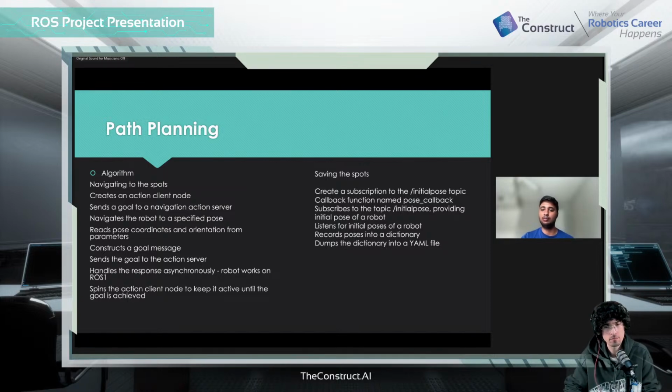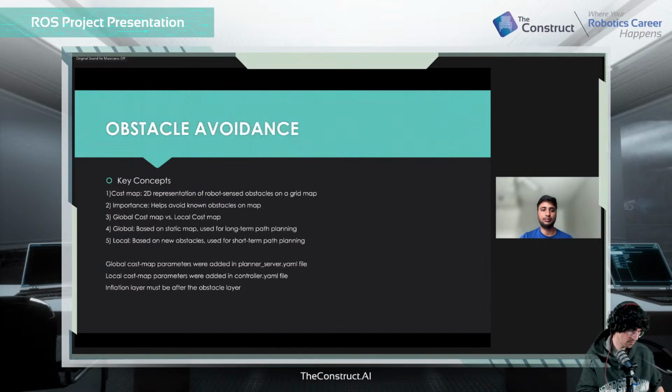It also subscribes to the initial pose, providing the initial pose of a robot. It listens to the initial pose of a robot, then it records this pose into a dictionary, and from this dictionary, there's a line in the code that automatically writes these initial poses into the YAML file for further navigation goals. And now obstacle avoidance, which is the final section of our project.